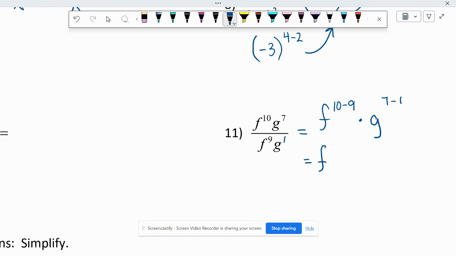Do we typically put a 1 there? No, so I'm just going to write it as an F. Times g to the what power? G to the 6th. Okay.